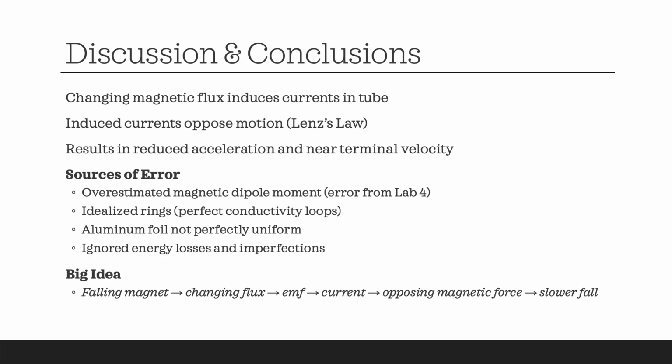Overall, the results demonstrate that a changing magnetic flux induces currents in the tube, and those currents create a force that opposes the motion of the magnet. This leads to reduced acceleration and a near terminal velocity.